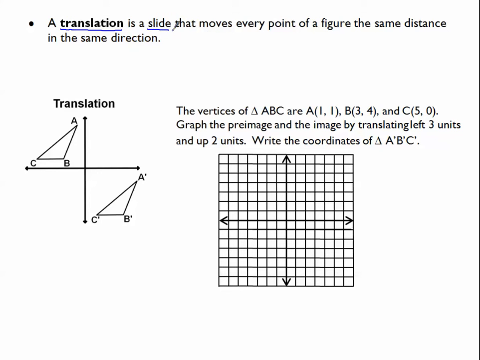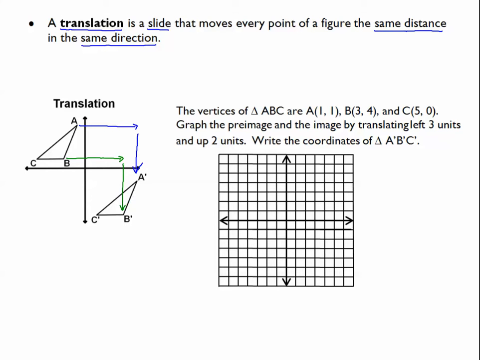That's a slide that moves every point of a figure the same distance in the same direction. Look at this simple picture of a translation. Here's triangle ABC, here's triangle A prime, B prime, C prime. All that happened is it slid to the right and then it slid down. Each point slid in the exact same way. Point B also slid to the right and then slid down. Every point is made by a slide.